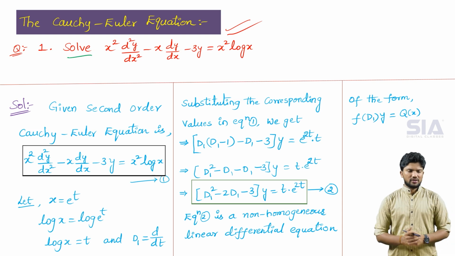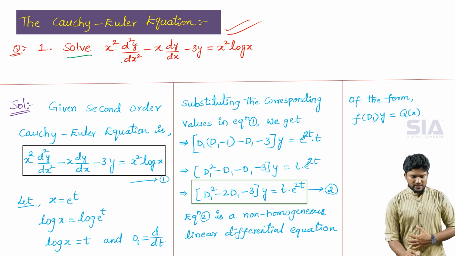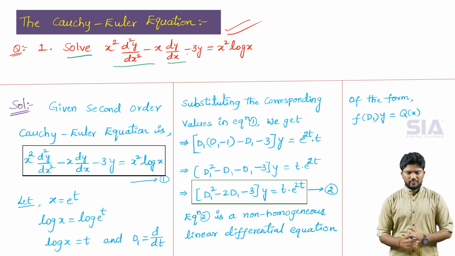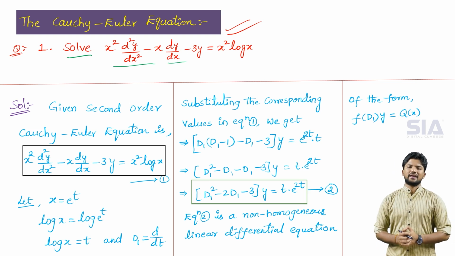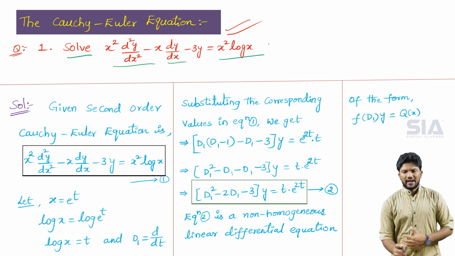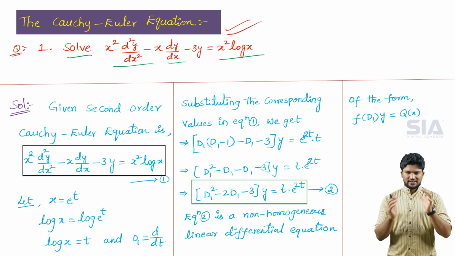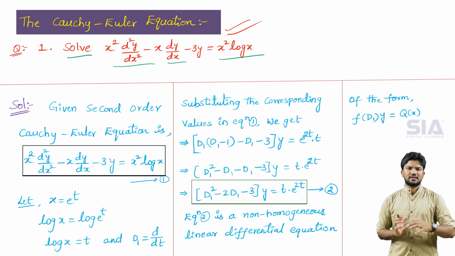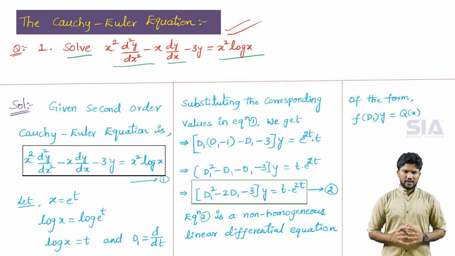So observe carefully. Question: solve x square d square y by dx square minus x into dy by dx minus 3y equal to x square log x. Okay, so this is the second order Cauchy Euler equation. We have to find the general solution for this given equation.